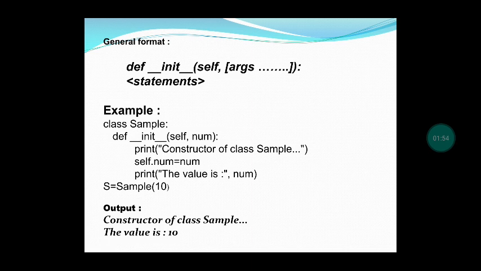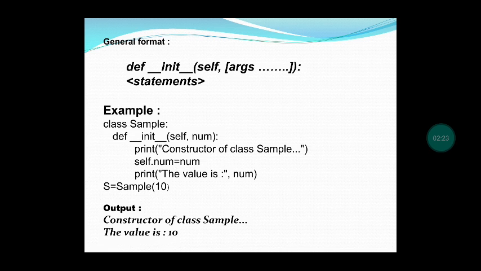First you have to give def __init__, and you have to give self, comma, and then arguments. Whatever arguments you need, you have to give. At the end of the statement you have to use a colon, and after that you can give whatever statements you want. Let us see the example for the constructor.